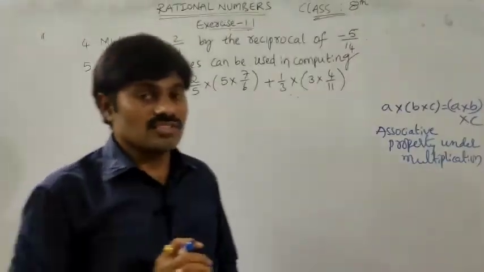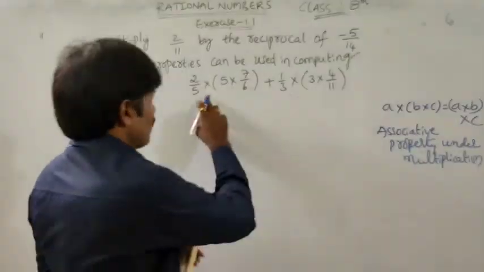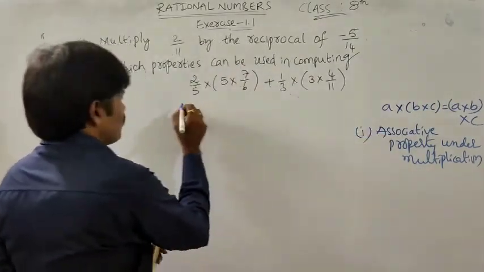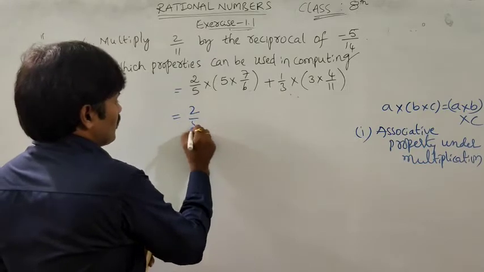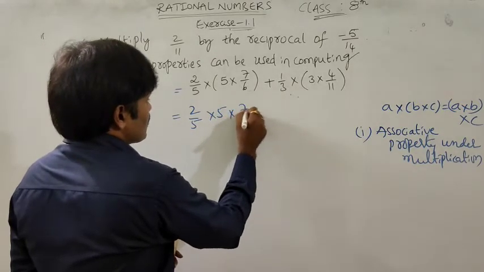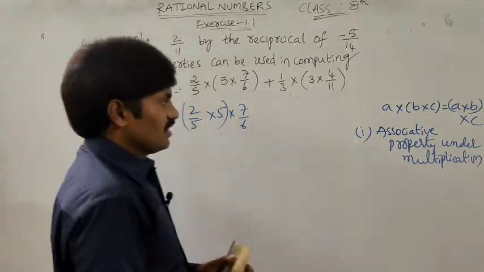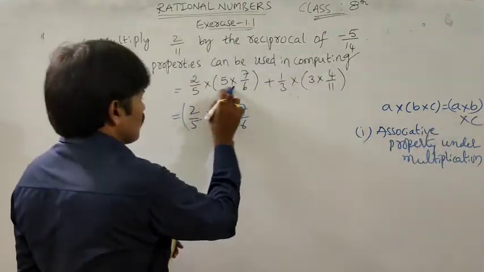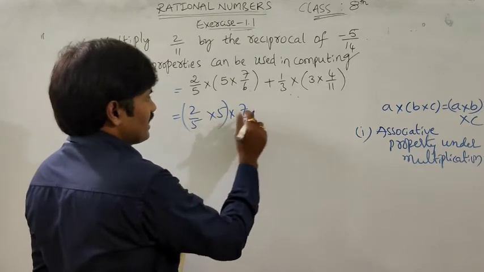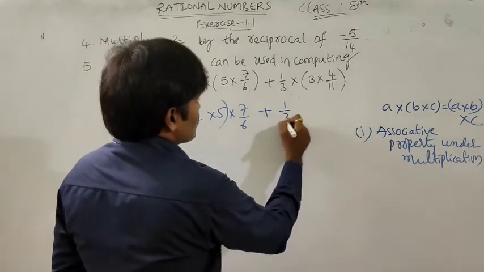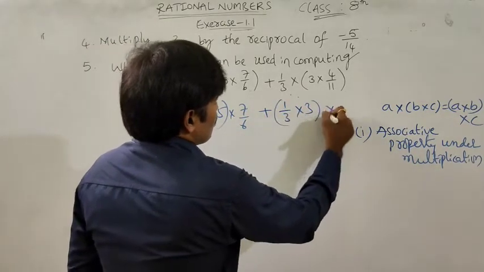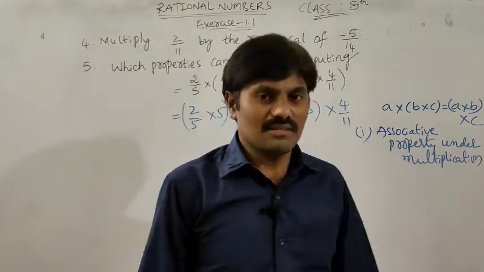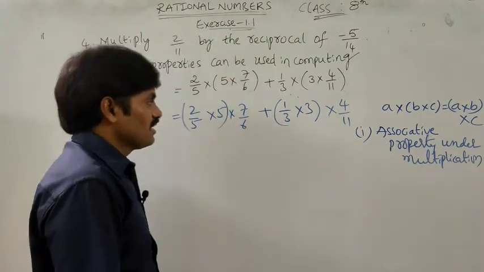What property are we using here? It is called the associative property, under multiplication. Okay, one decided. So I am doing it: 2/5 into 5 into 7 by 6. So I rearranged like a into b into c. I wrote these two and kept bracket into 7 by 6 plus here also 1/3 into 3 into 4 by 11. For my simplification purpose, I have used this property, associative property under multiplication.